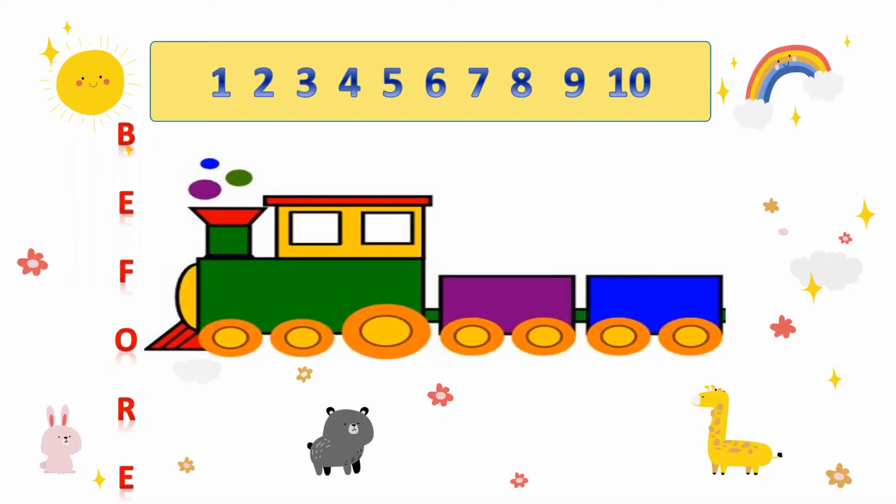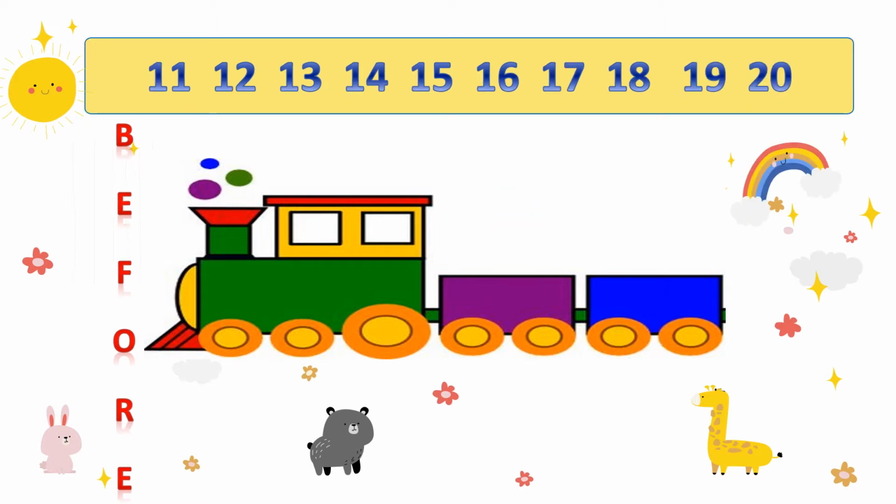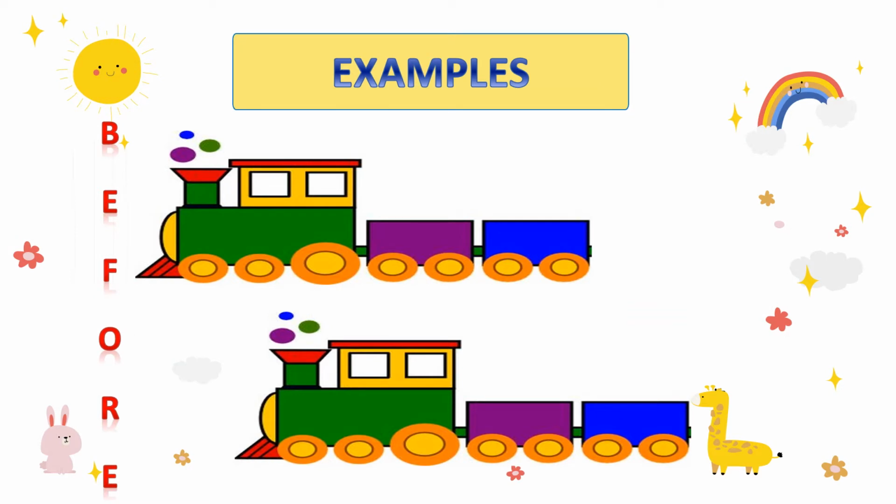Here we have number 7. What's the number that comes before number 7? Look here please. Backward. So before 7 it's number 6. Here we have number 15. Can you guess what number comes before number 15? Yes, 14.